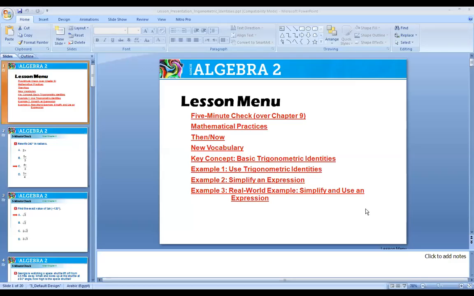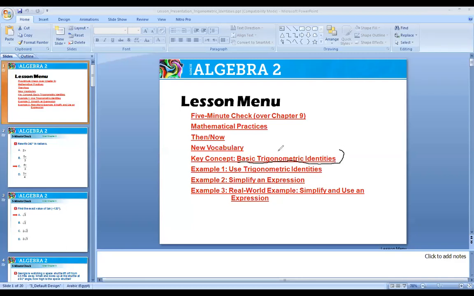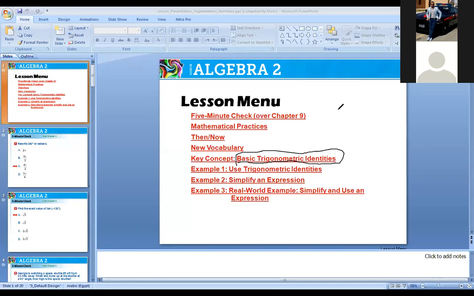Okay, so our lesson today is trigonometric identities. Our title today is basic trig identities. This is the title of the lesson, and it is the first lesson in chapter 10.